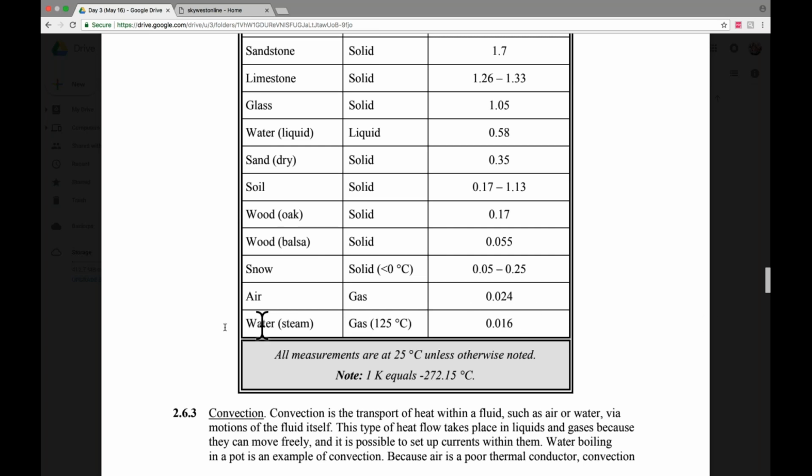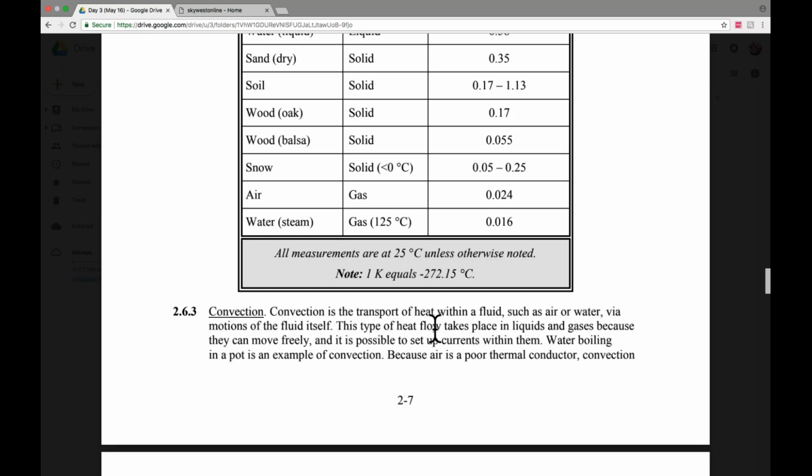But here you can see that apparently steam is a bad conductor. Oh no, it burnt me pretty good.